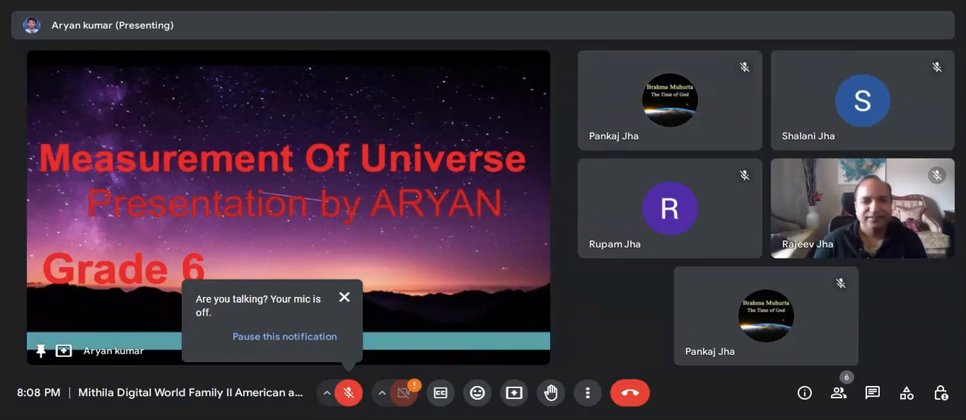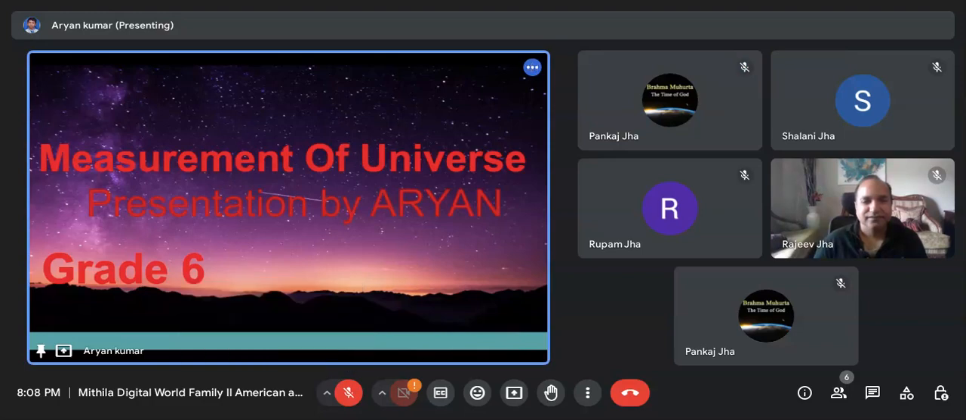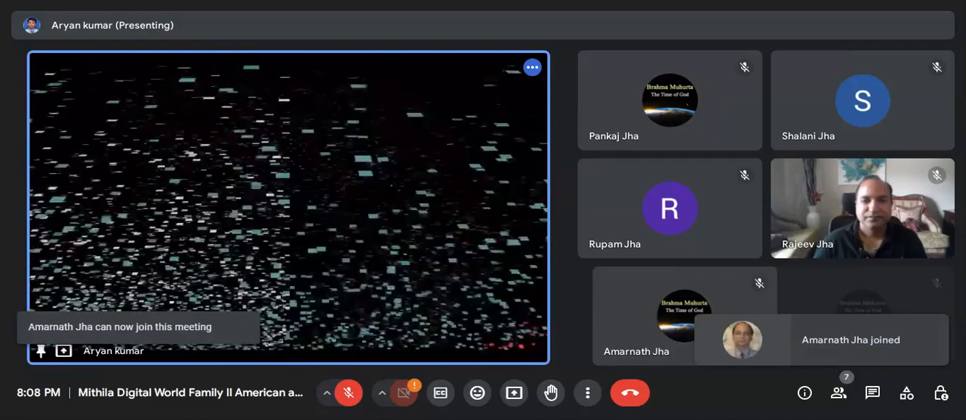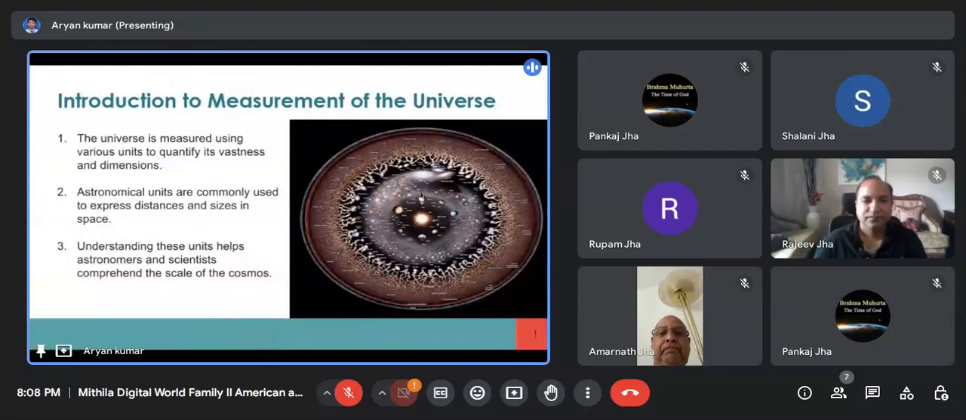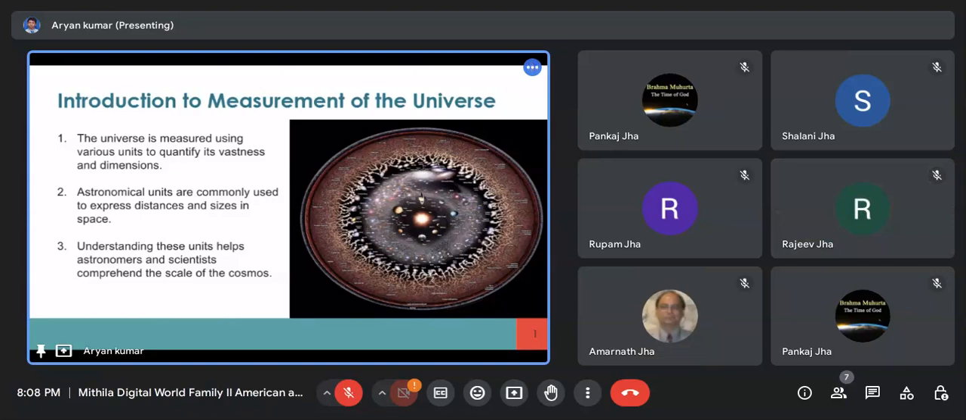Yes, sir. It is about measurements of the universe. It is a presentation that I made, about distance, time, etc. So, introduction to measurements of the universe. The universe is measured using various units to quantify its vastness and dimensions. Astronomical units are commonly used to express distance and sizes in space. Understanding these units helps astronomers and scientists comprehend the scale of the cosmos.